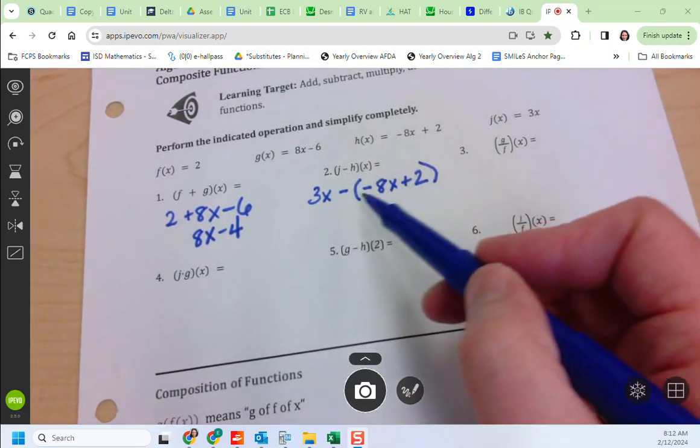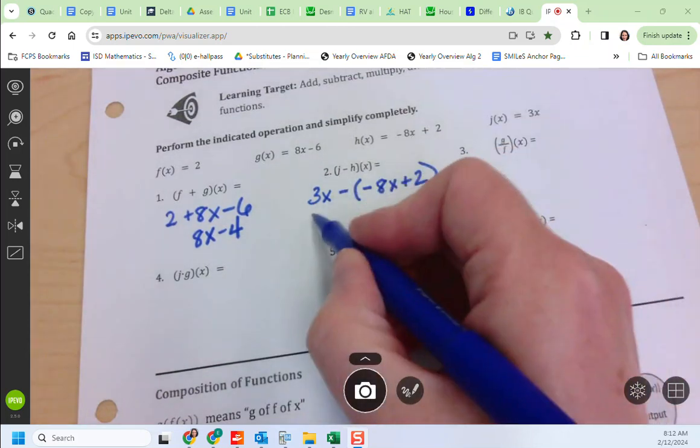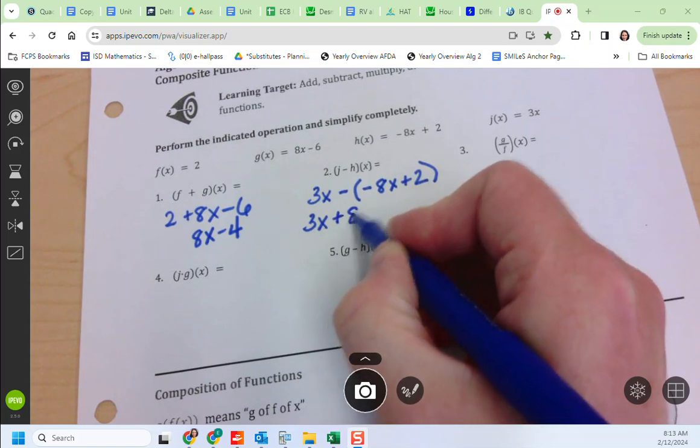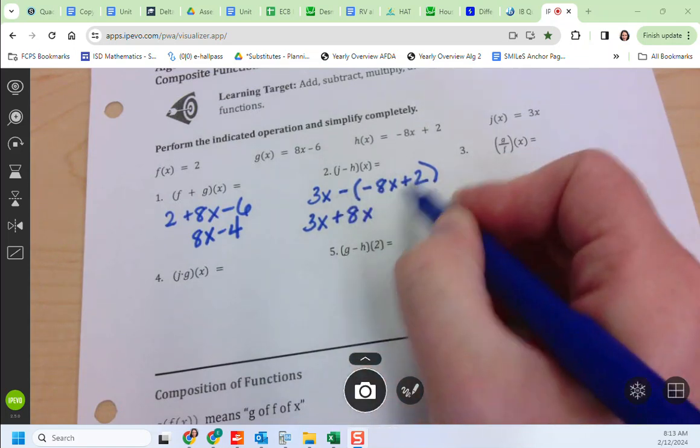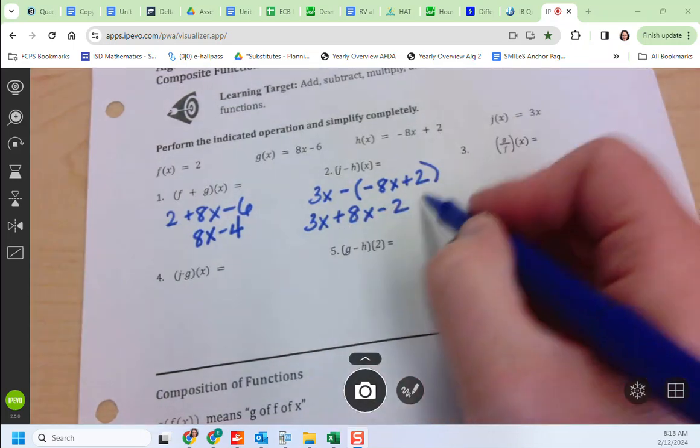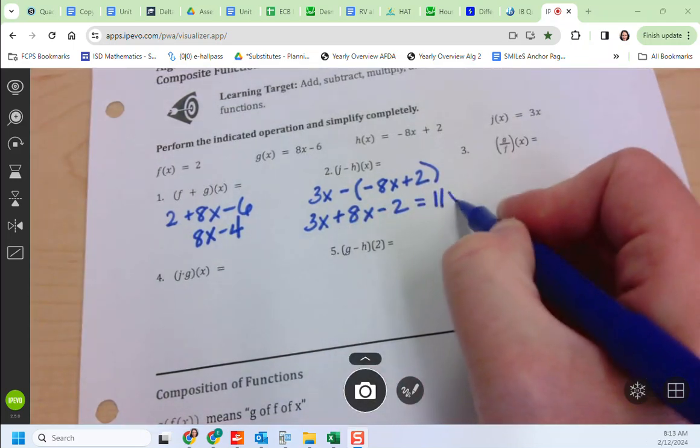We do need to distribute the subtraction, so it's going to be 3x minus negative makes plus 8x, and then minus positive is just minus. And then combining like terms, you get 11x minus 2.